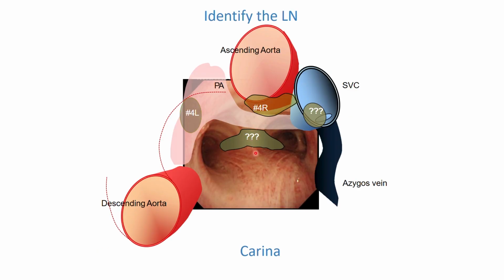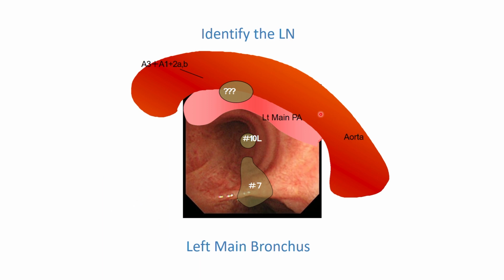Can anyone tell me this set of nodes? Is this station 7? Yes. So that's your station 7, that's your 4R. So this is a set of nodes which is lying between the aorta and the left pulmonary artery. Are we looking at 10L or 4L? So this is the 4L.